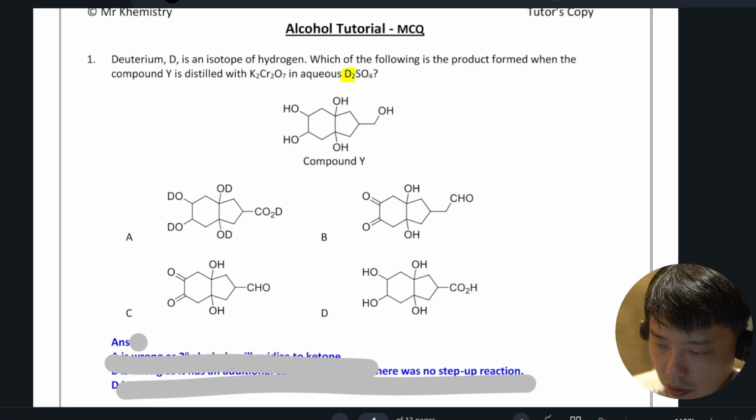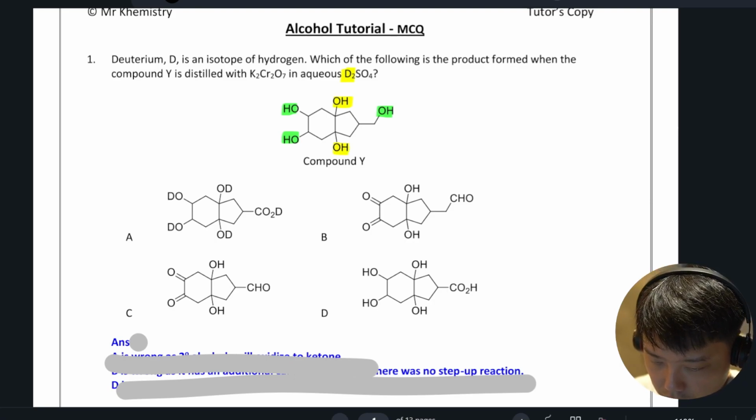Okay, so if you look at compound Y, you have a primary alcohol and two secondary alcohols. The tertiary alcohol here cannot be oxidized. And also, alcohol is not really acidic, so we will probably see the OH still present as H.